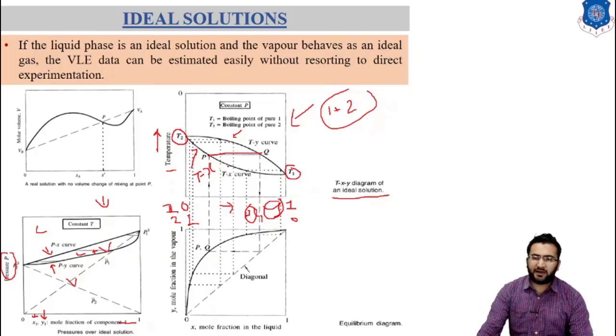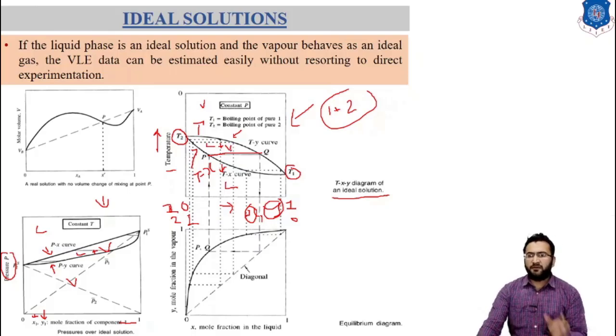Similarly in the TXY diagram, below the bubble point curve there will be a liquid, above the dew point curve there will be a vapor, and between the bubble point curve and dew point curve there will be liquid plus vapor together. We will discuss the TXY diagram and PXY diagram in the vapor-liquid equilibrium quantitative behavior lecture. So we will discuss all these things in detail in that lecture.